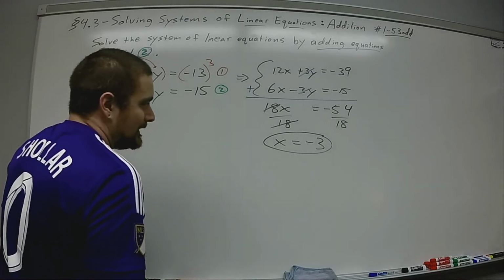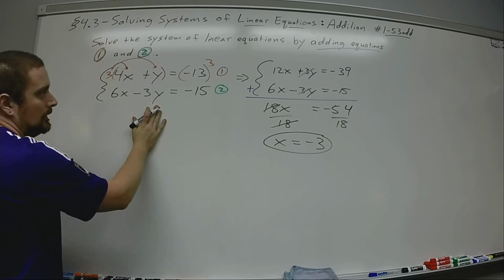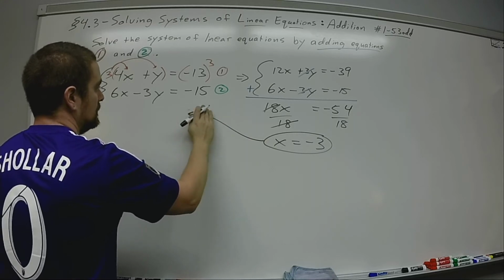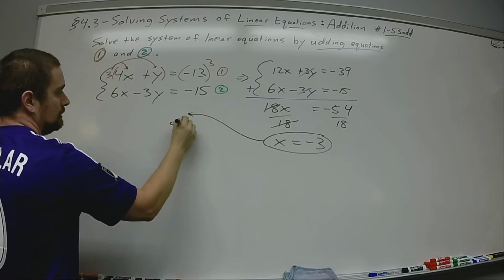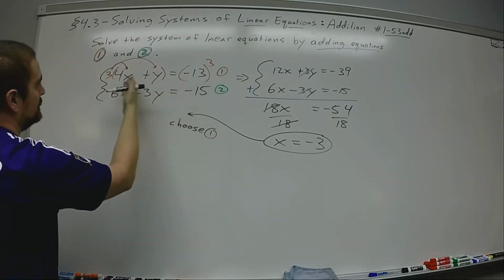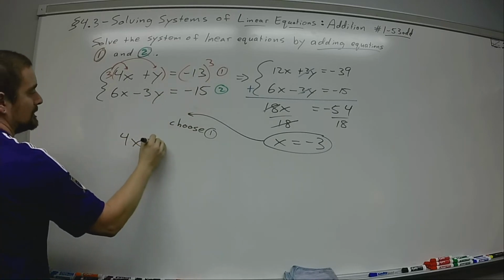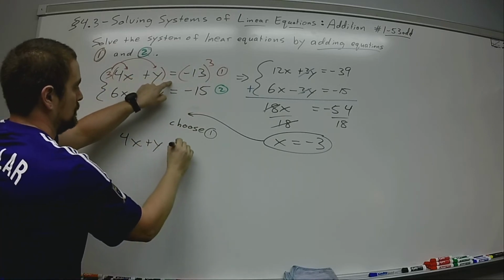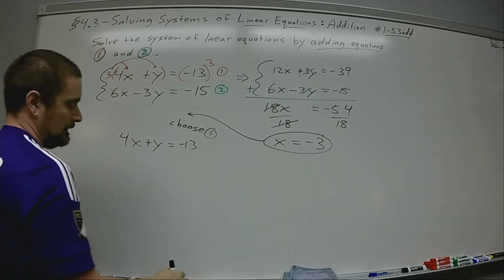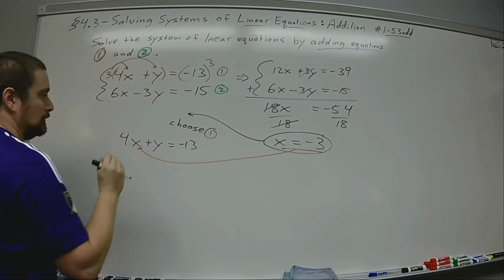Now I need the other part of my answer. And again, there's no substitution to really fall back on. But I'm going to choose one of these equations. And again, I'm just going to choose equation 1. Why? Because maybe the numbers are a little smaller. And I'm going back to before I even did the multiplication. I'm choosing 4x plus y is equal to negative 13. Right, so I'm going back and I'm choosing equation 1. And since I've already found what x needs to be, I'm plugging in that x value.